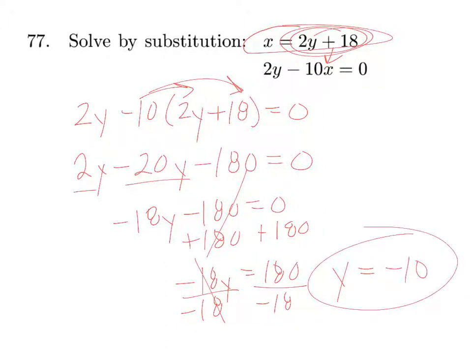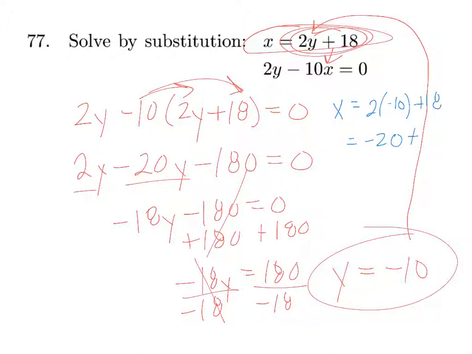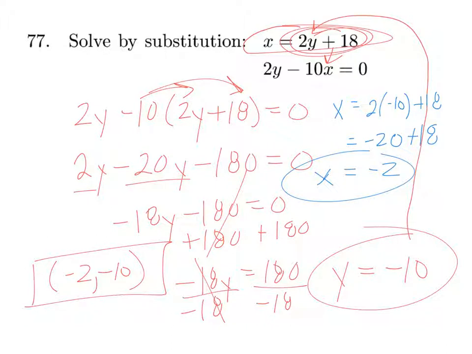Awesome. Take this and I'll plug it over here and solve for x. So I have x is equal to 2 times negative 10 plus 18. So I get negative 20 plus 18, negative 2. All right, so my answer is negative 2, negative 10. It's as simple as that. Done.